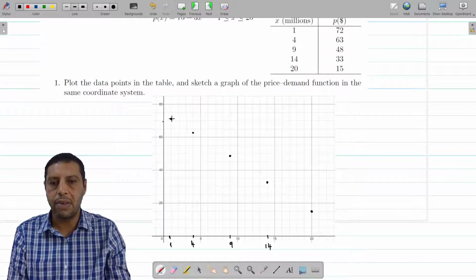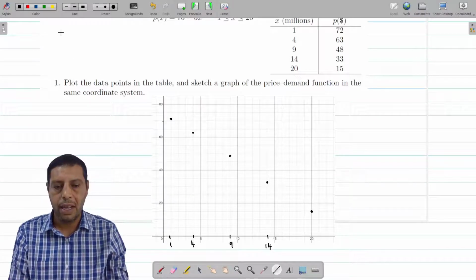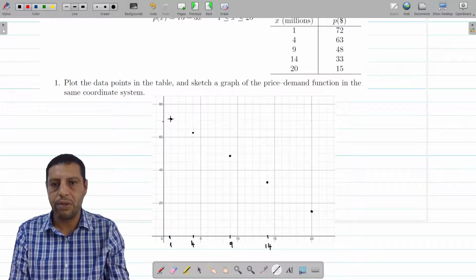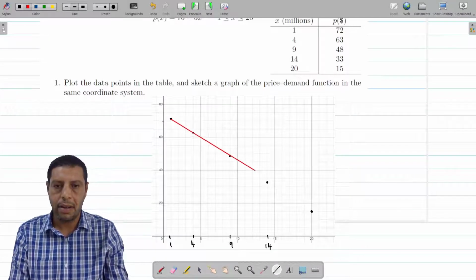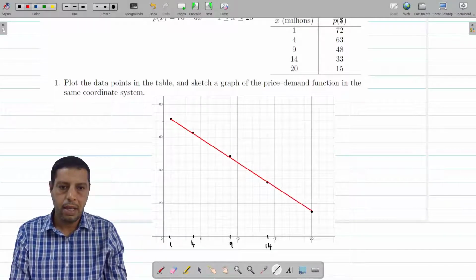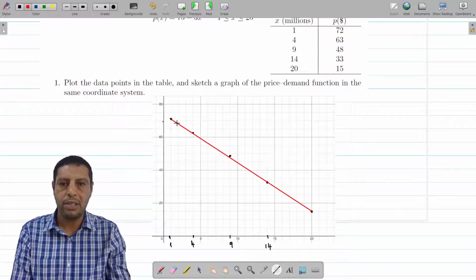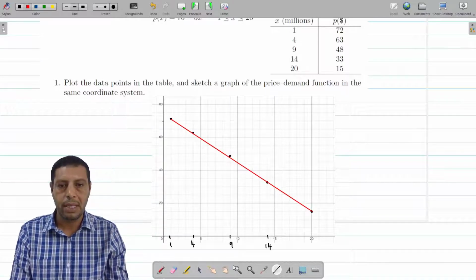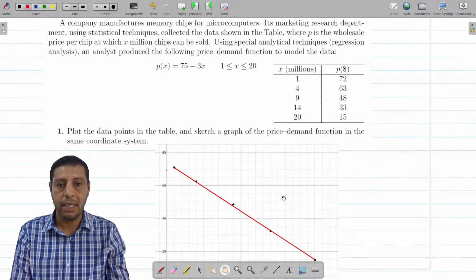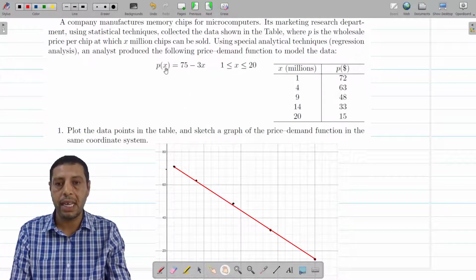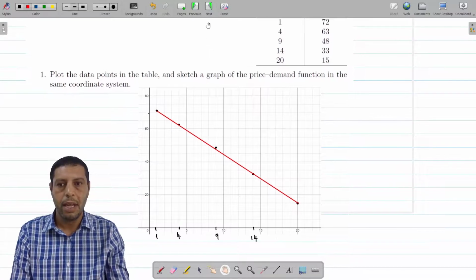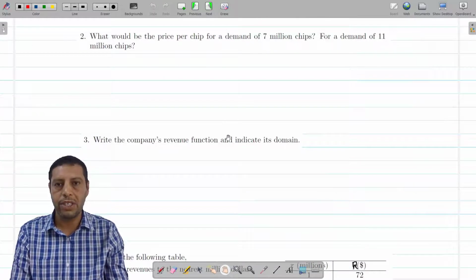Now we're going to try to join them to get the graph. And here, if you try to draw a line, you will get your line passing through the points. Is it expected? The answer is yes, because our P of X is a linear function. Now we're going to move to the next question.